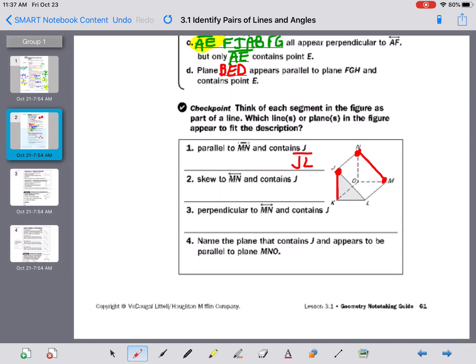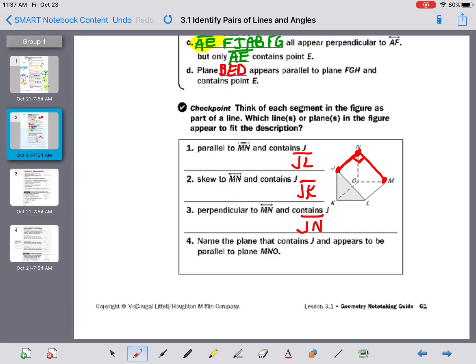So I think I'm going to take this JK right here. All right. The next one, perpendicular to MN, so that same MN and contains the point J. So here's J, and I want to go perpendicular. So if I just follow it straight over, there's my 90 degrees. So I get JN.